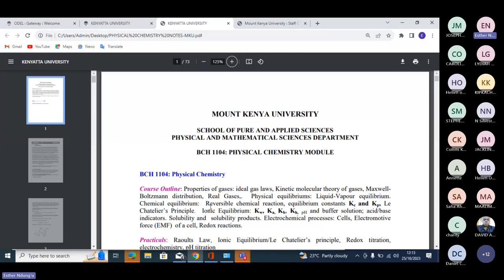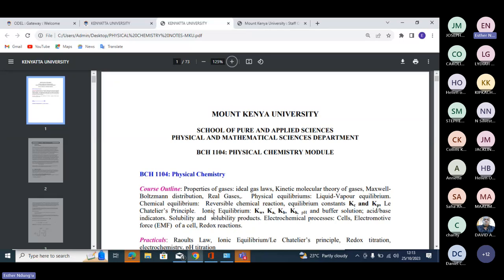So in the course outline, we'll look at the properties of gas laws, ideal gas law, kinetic molecular theory of gases, Maxwell-Boltzmann distribution, real gases. In the real gases, we'll look at the van der Waals equation, physical equilibrium, liquid vapor equilibrium, chemical equilibrium. Basically, we will look at the chemical equilibrium.